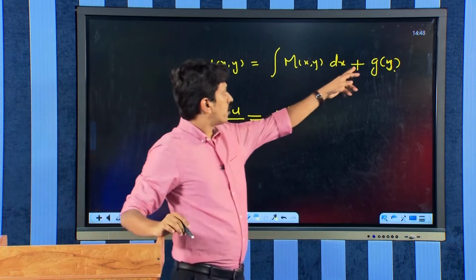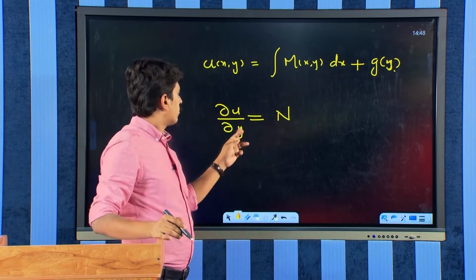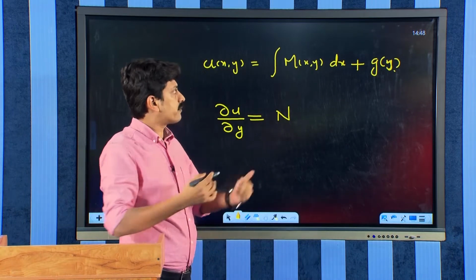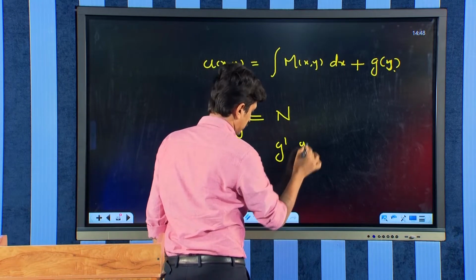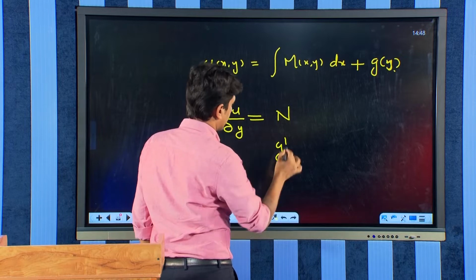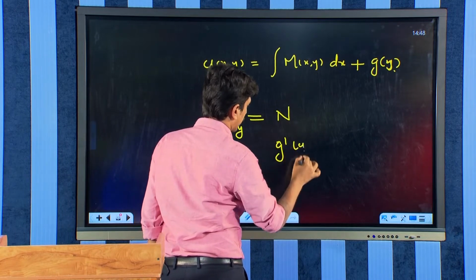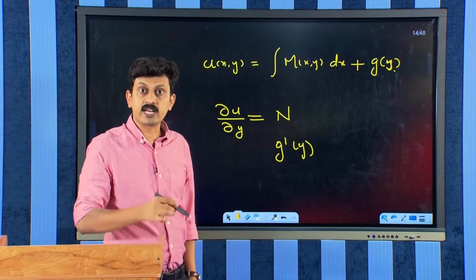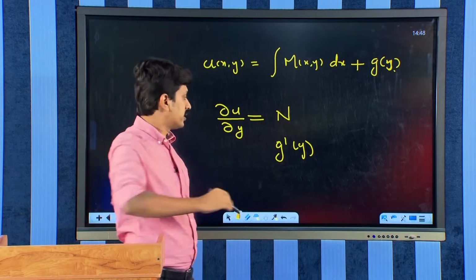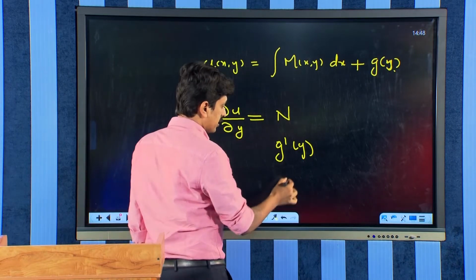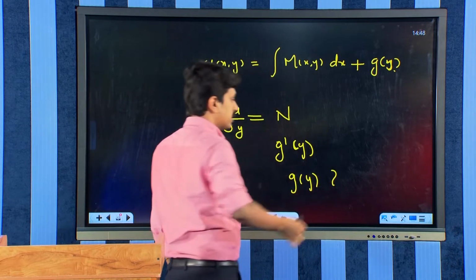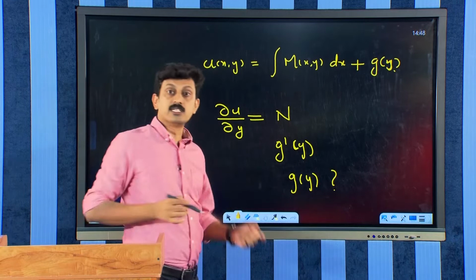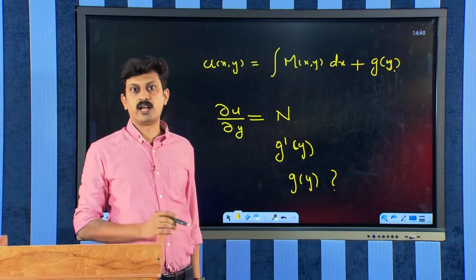After equating ∂u/∂y to N, we can find the value of g'(y). After getting the function g'(y), by integration we will get the function g(y). Okay, this is the method that we used last.